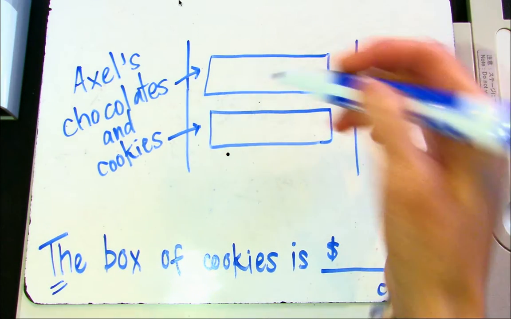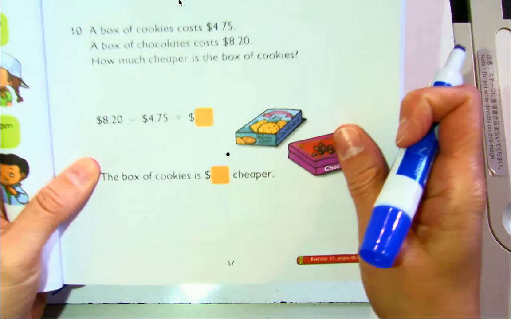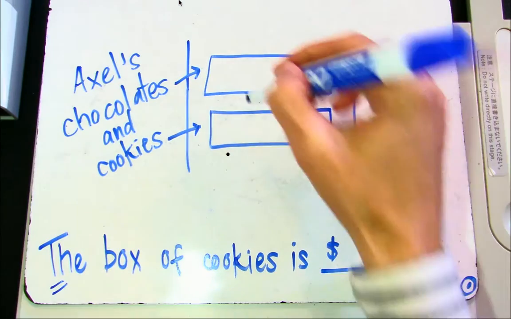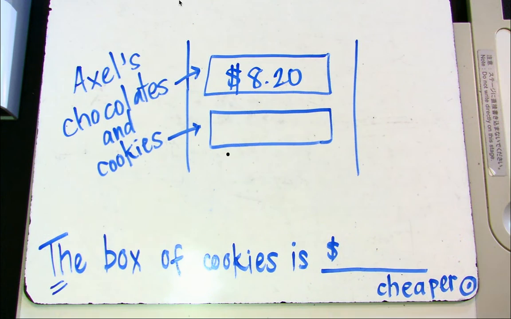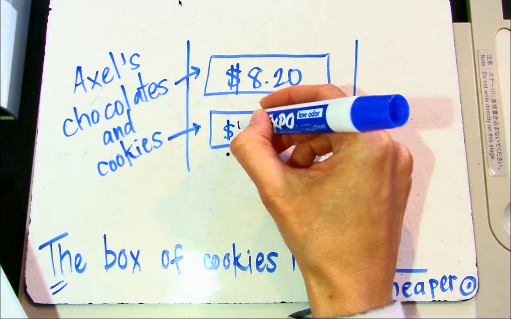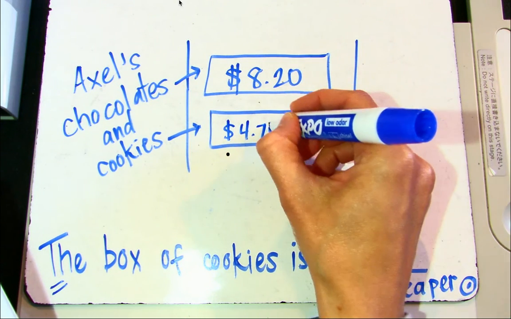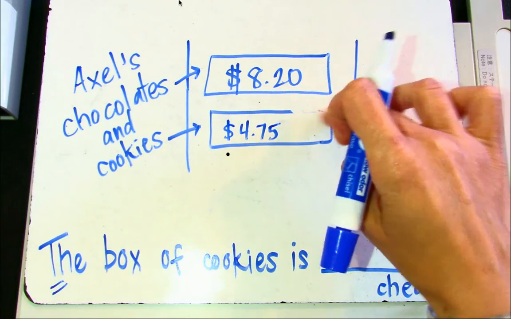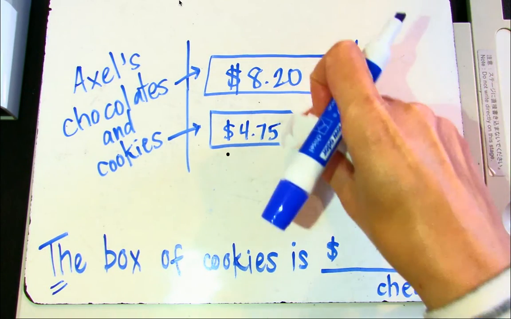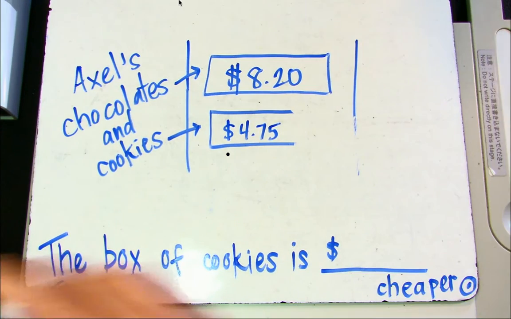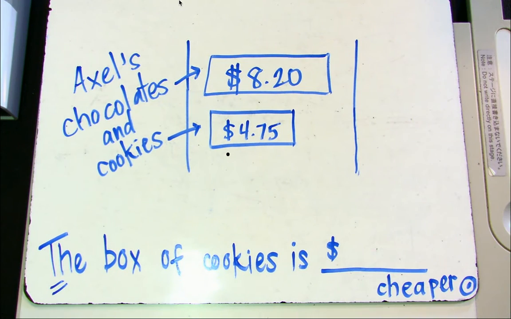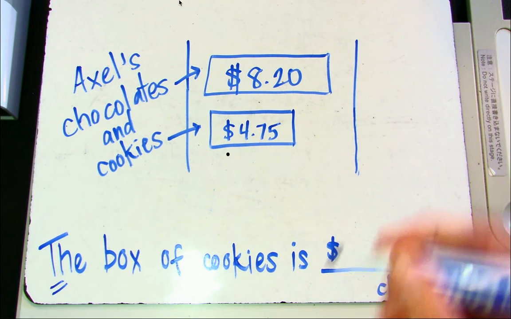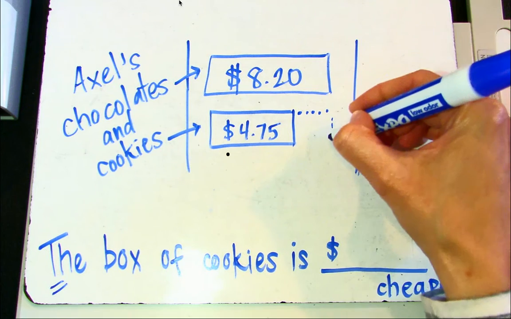We're going to make one represent the chocolates and one represent the cookies. And if I look back on my problem, the chocolates were $8.20. And the cookies were $4.75. I'm going to make my unit bar for cookies a little bit smaller, a little bit shorter, because the cookies cost less. And what we're trying to find out is how much cheaper the cookies are.